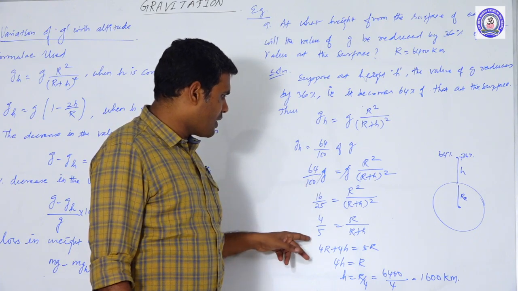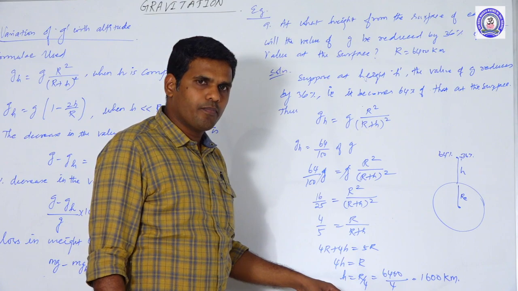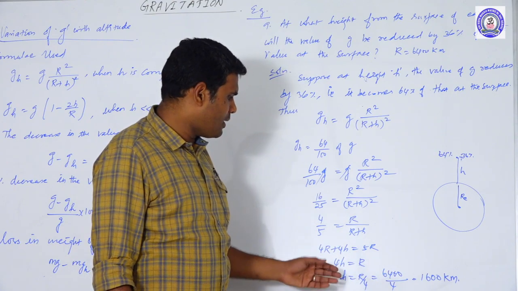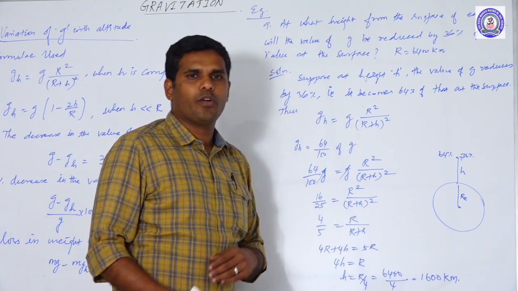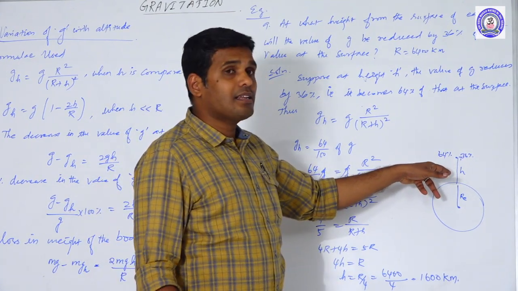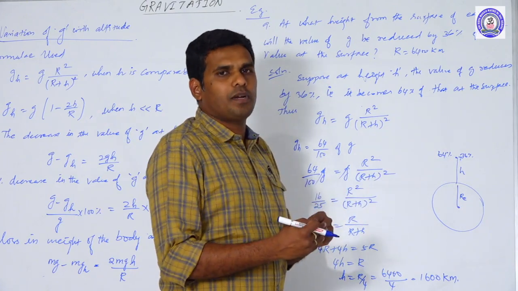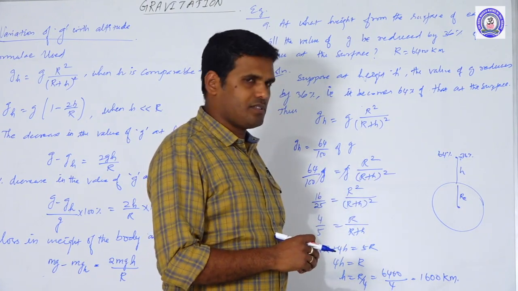Cancelling and simplifying, we will get 4h equals R, h equals R by 4. R is 6400, so we will have 1600 km. So at the height of 1600 km, the value of acceleration due to gravity decreases by 36% and becomes 64% of the value of g at the surface.